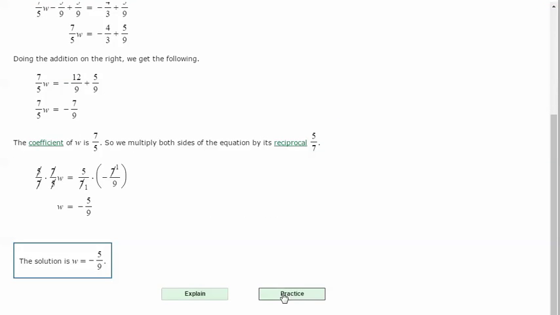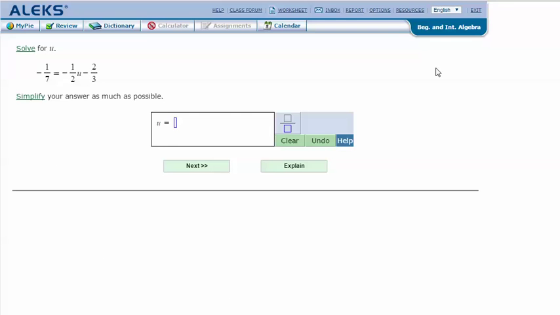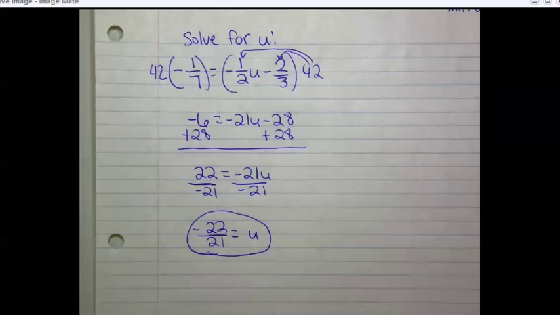Let's try another one. Solve for U. Negative 1/7 equals negative half U minus 2/3. Here are my notes. First I needed to find the least common denominator for 7, 2, and 3, which is 42. And then multiply both sides by 42. So 42 times negative 1/7 equals negative 6.